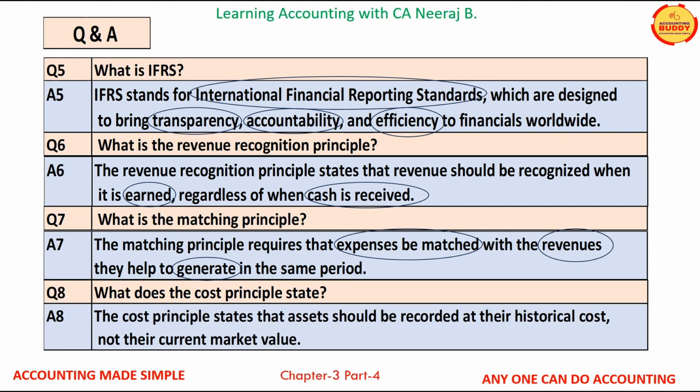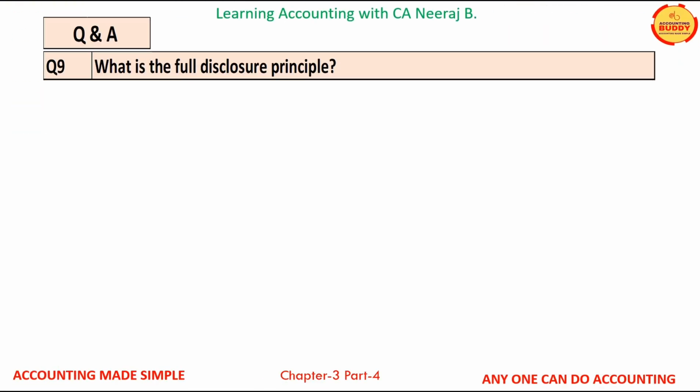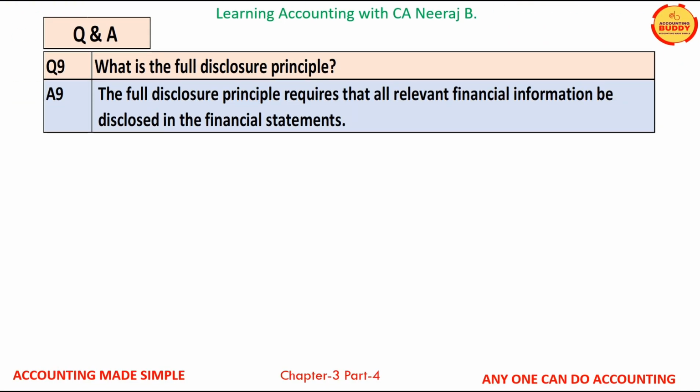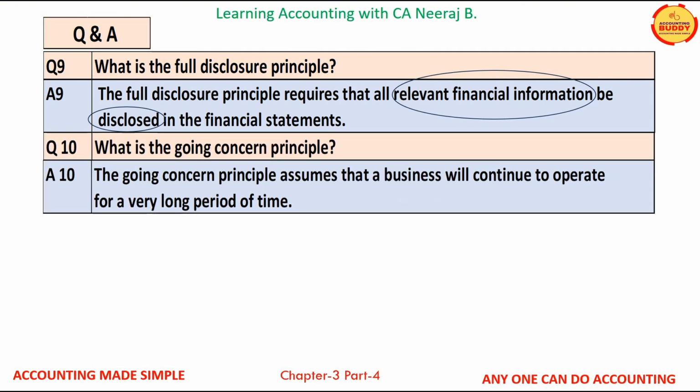Question number eight, what does the cost principle state? The answer is, the cost principle states that assets should be recorded at the historical cost and not at the current market value. Question number nine is, what is the full disclosure principle? Answer, the full disclosure principle requires that all the relevant financial information be disclosed in the financial statements. Question number 10, what is the going concern principle? Answer, the going concern principle assumes that a business will continue to operate for a very long period of time.